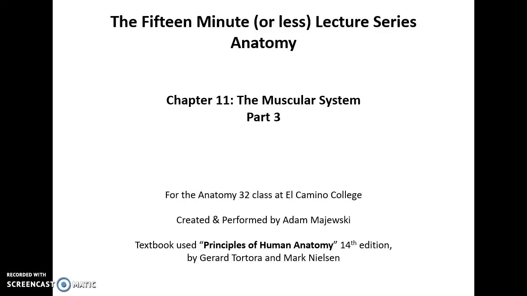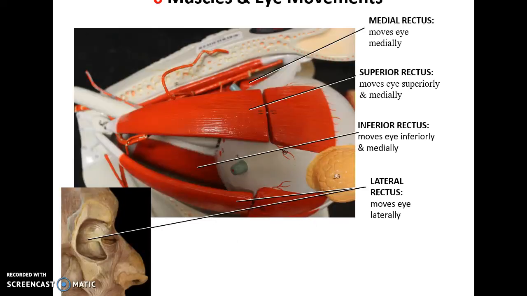Chapter 11, the muscular system, part 3. So there are 6 muscles that help to move the eyeball. You have the 4 rectus muscles, which are all named for where they're located.